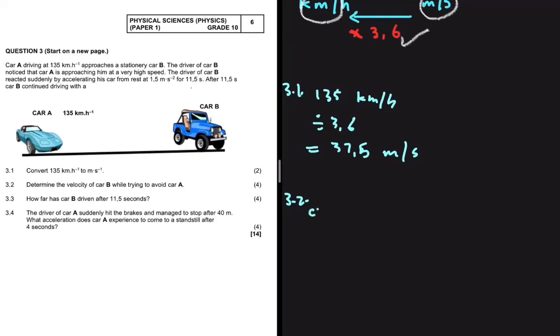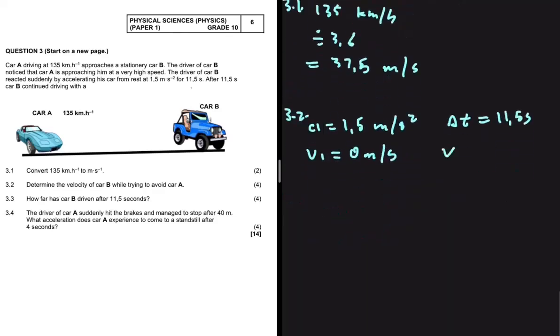We have an acceleration of 1.5 meters per second squared. We have time, delta t, which is equal to 11.5 seconds. We have an initial velocity because we are told that the car starts moving from rest. So the initial velocity vi is equal to 0 meters per second. You need to remember that every time a vehicle starts moving from rest, the initial velocity is 0 meters per second. What we are looking for is vf.